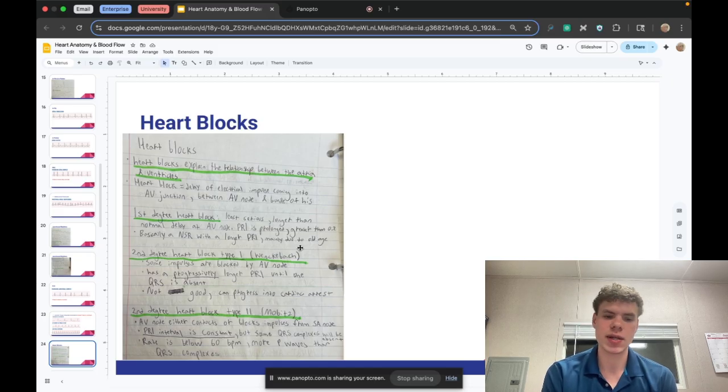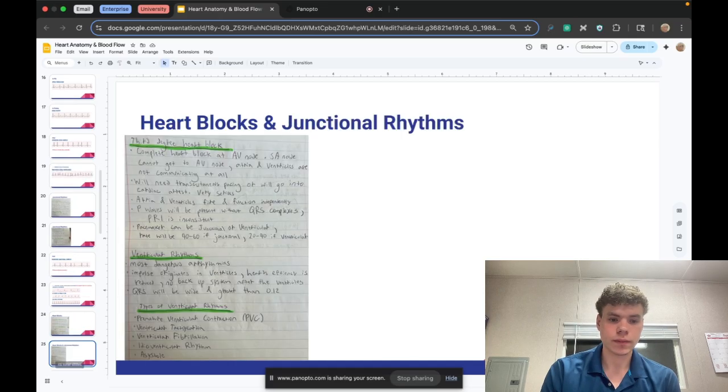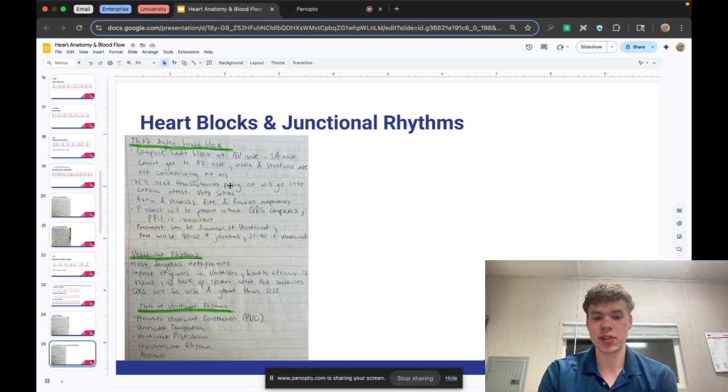Because, especially if they have a third degree heart block, which I'll talk to you about in a second, that's something you might want to notify the doctor about, right? And there's a third degree heart block as well, which is a complete heart block at the AV node. SA node cannot get to the AV node. So basically the atria and the ventricles are not communicating at all, and this patient will need pacing or they'll probably go into cardiac arrest.